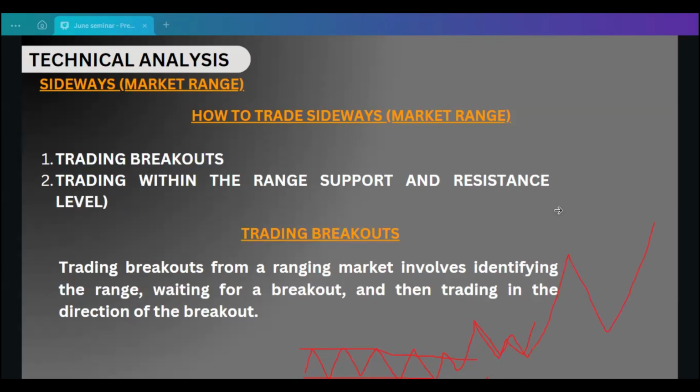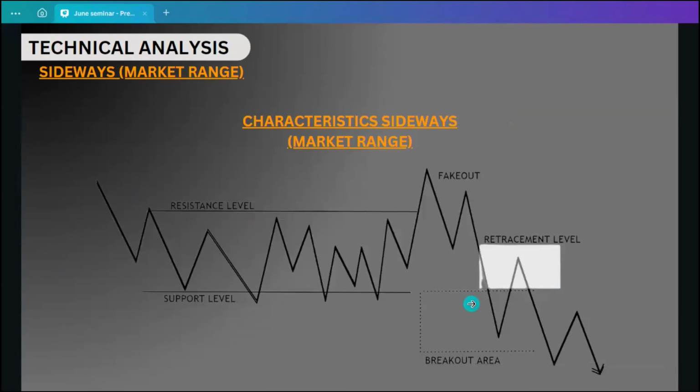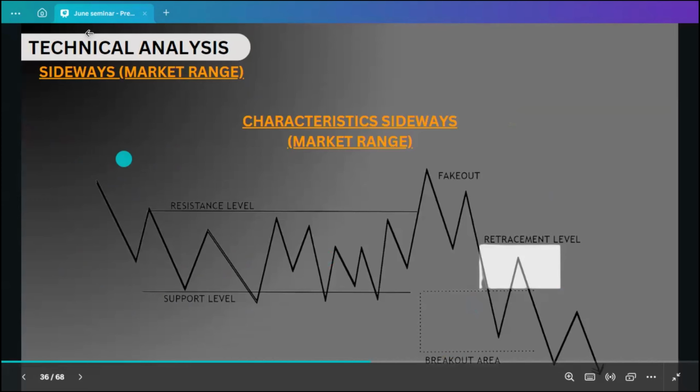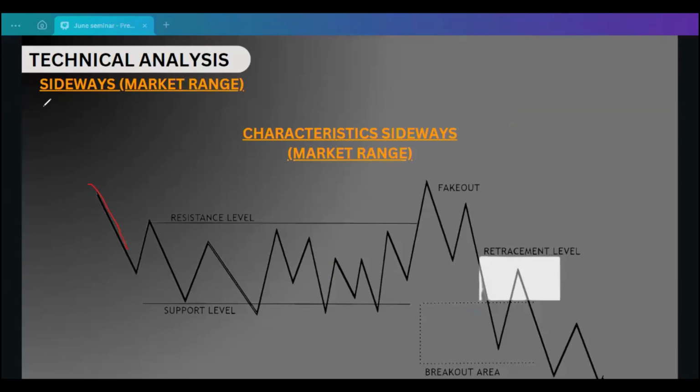how a breakout works. So now, characteristics of a sideways market. One of the things you need to know about a sideways market: if price wants to break out for you to enter, price was first trending from this area, probably moving something like this, and boom, it now entered a range. This is a resistance level, this is the support level. Price is ranging in between these levels. As you can see, it's just moving in between.